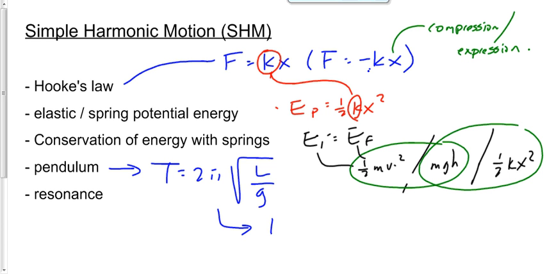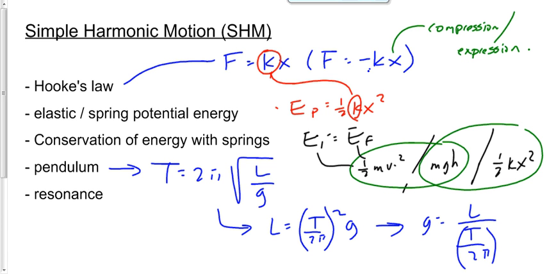So if you're solving for L, it becomes T over 2 pi squared times G. If you're solving for G, you're going to take T over 2 pi squared but down by dividing. And it's going to look like this.